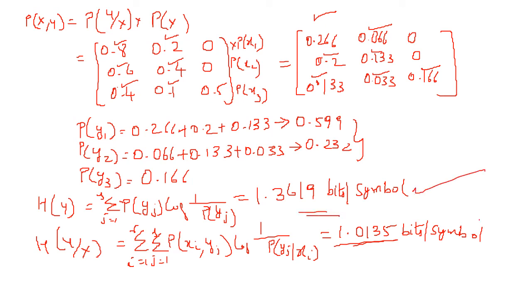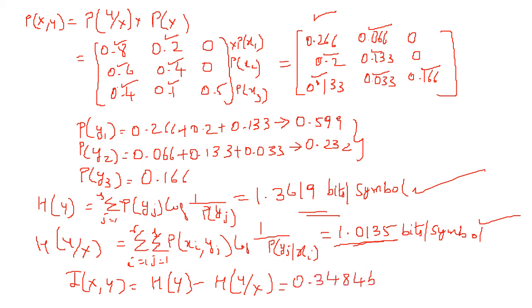So now you have got H of Y by X, and we can find I of X comma Y, which is H of Y minus H of Y by X. After substitution, you get I of X comma Y as 0.3484 bits per symbol. So now, given a channel matrix you can solve the mutual information problem, or given a channel diagram you can write the channel matrix and simplify the problem.